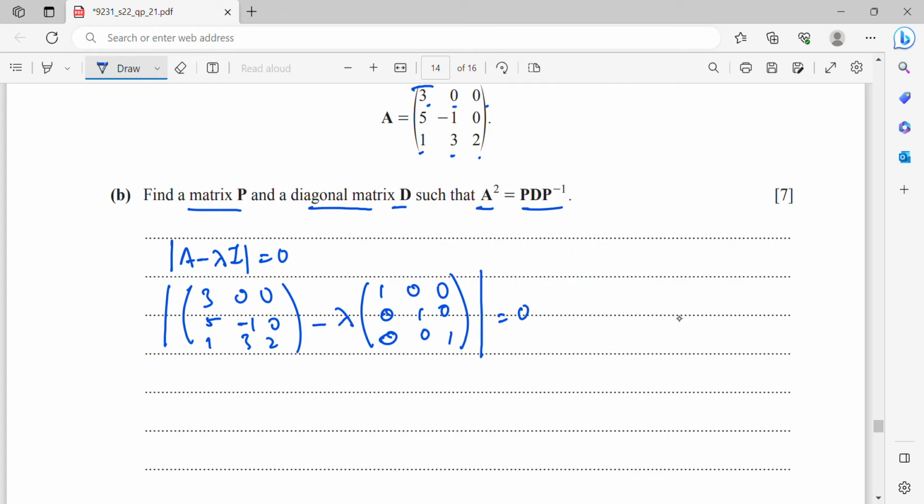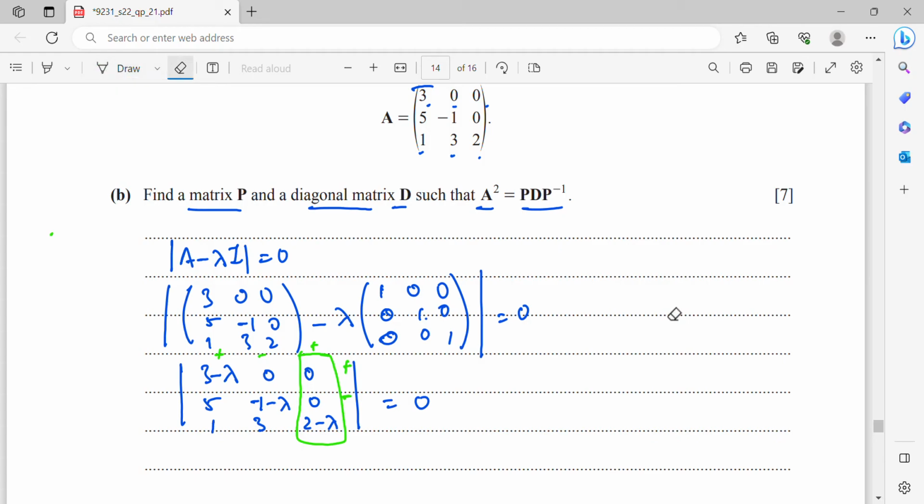When you subtract lambda, the diagonals will change with lambda. So what I do here is my diagonal for matrix A will be minus lambda, the rest remain. Then I will use the same concept as just now. Since column 3 has two 0s, I will fix this column and start labeling: plus, minus, plus. Then I consider the labeling for the column I have fixed. That means this is 1.